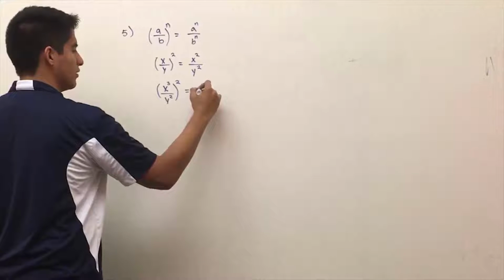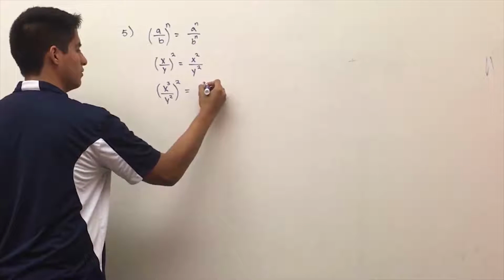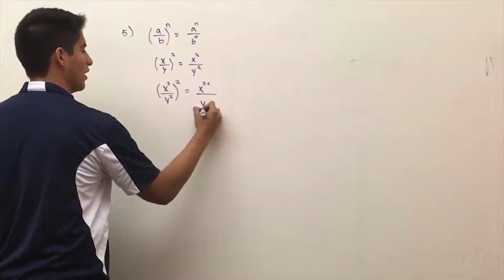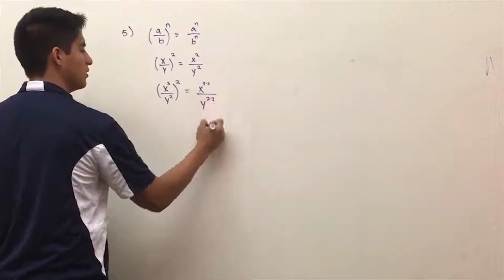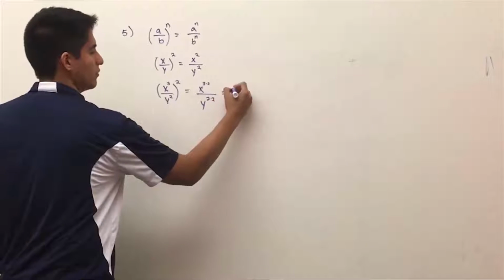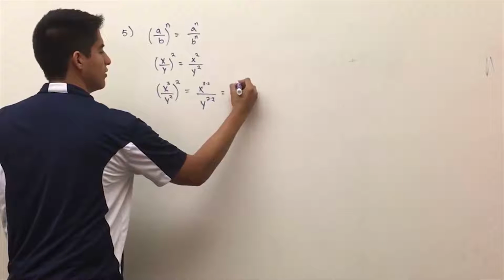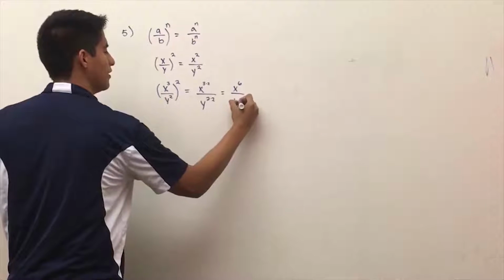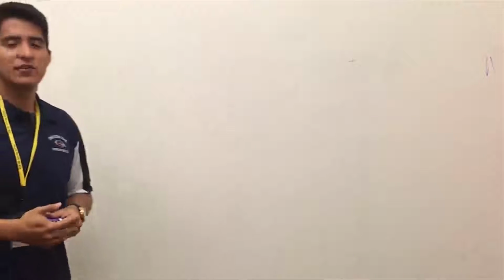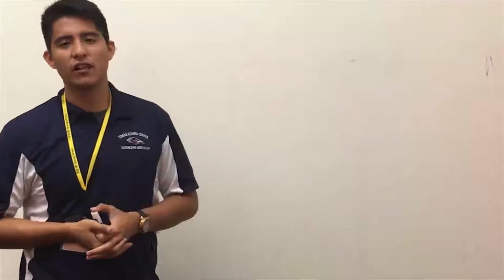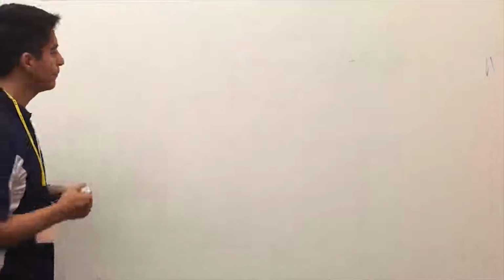Here our result would be x to the 3 times 2, and the denominator would become y to the 2 times 2, with our result becoming x to the 6th and y to the 4th. Now that we've discussed all three definitions as well as all 5 laws of the exponents, we will apply these laws in the following example.